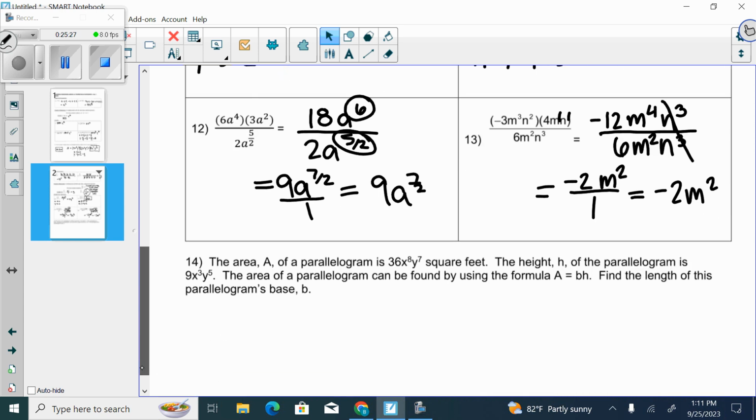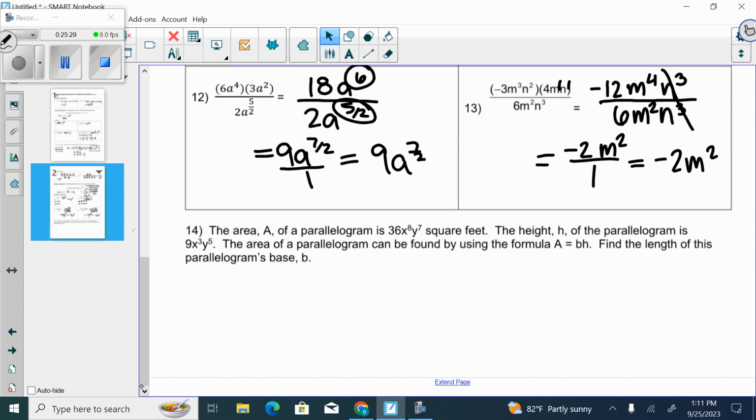All right, last one. This one says that the area of a parallelogram is 36x to the 8, y to the 7. The height of the parallelogram is 9x cubed, y to the 5th. The area of the parallelogram can be found with this formula right here. So they gave you the formula. A equals base times height. And they want you to find the length of the base.